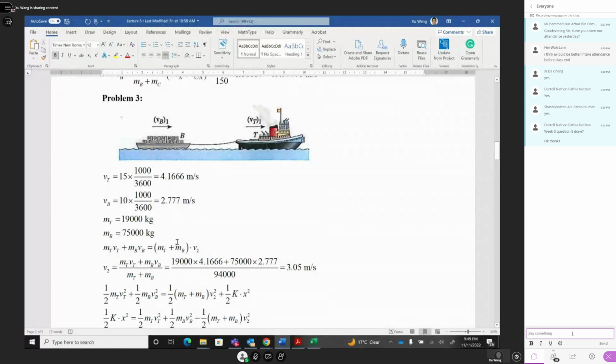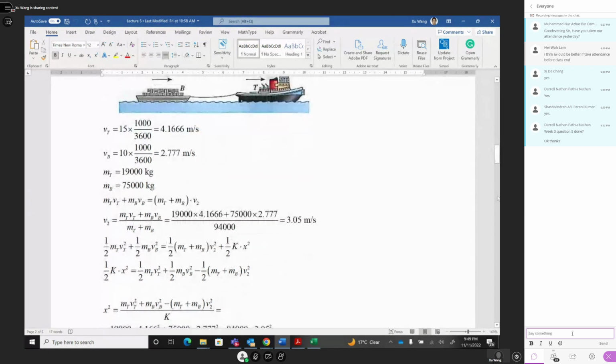V2 equals this divided by the total mass. So MT, you put this number here, and VT this number here, and MB this number, and VB this number, right? And MT plus MB, you add together, get this one. So you calculate this and you get 3.05 meters per second, that's V2, right? This is called momentum conservation.